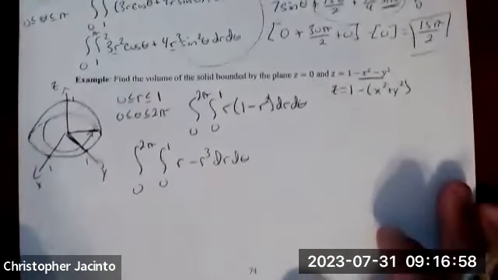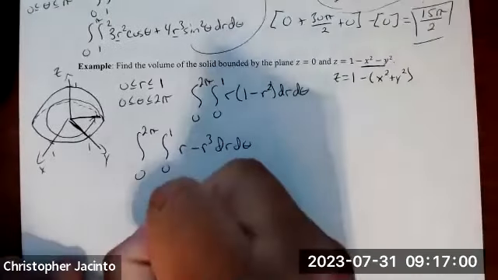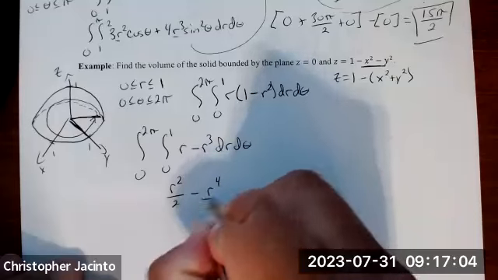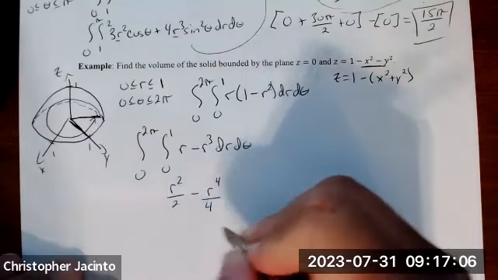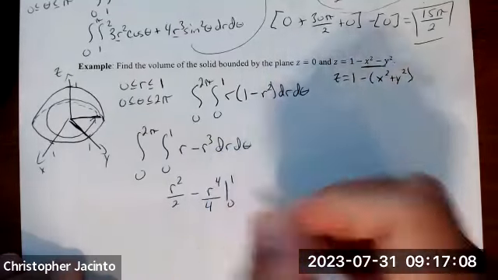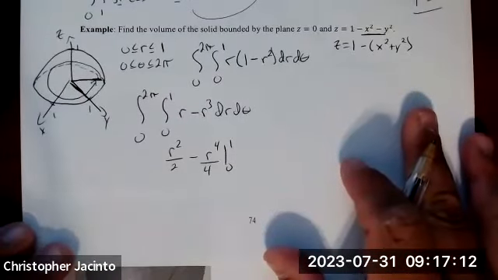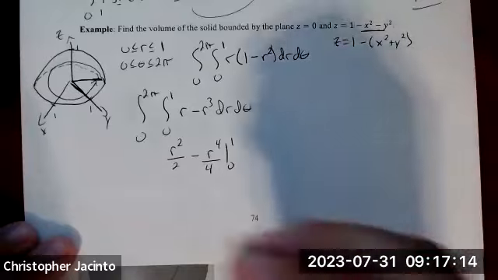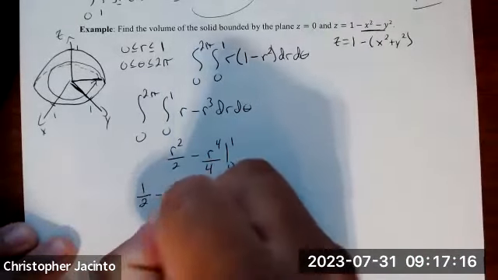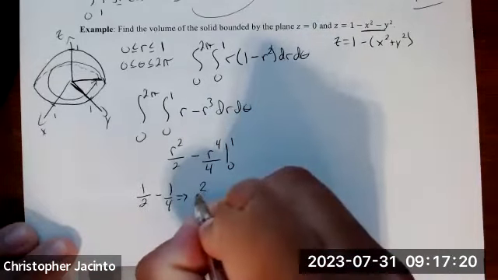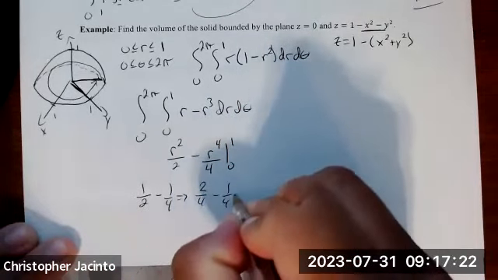and then take the integral with respect to r. So it'll be r squared over 2 minus r to the fourth over 4. Evaluate at 0, 1. So that just gives us 1/2 minus 1/4, which equals 2 over 4 minus 1 over 4. So 1/4.